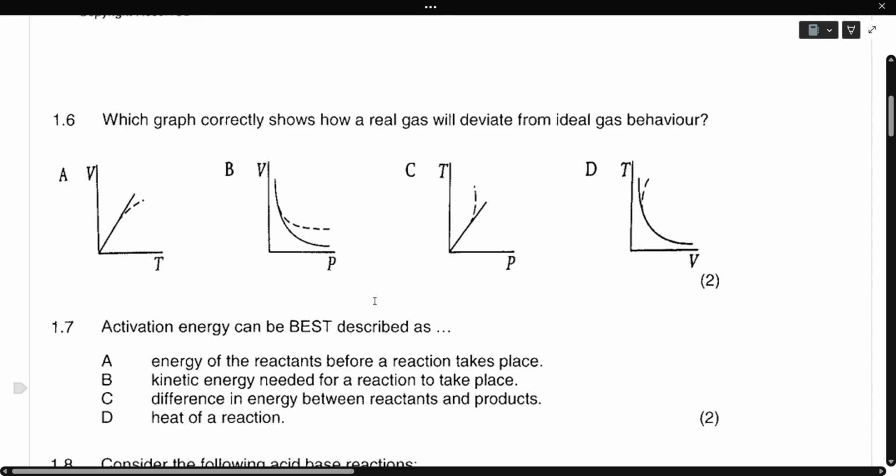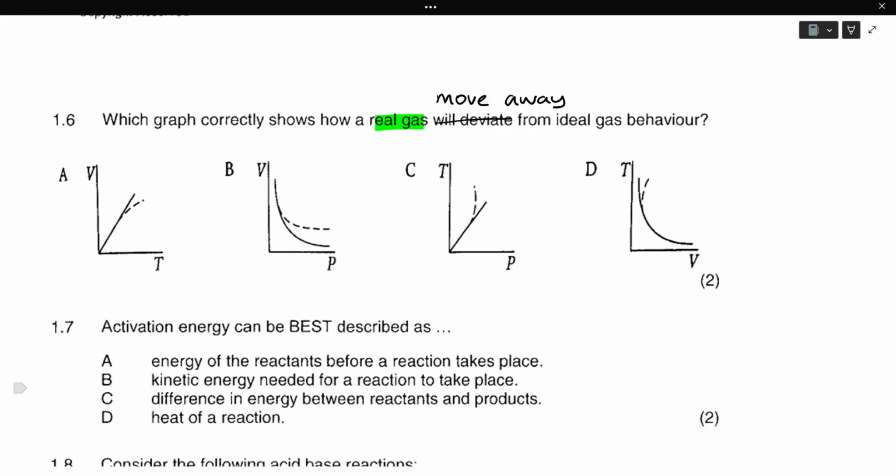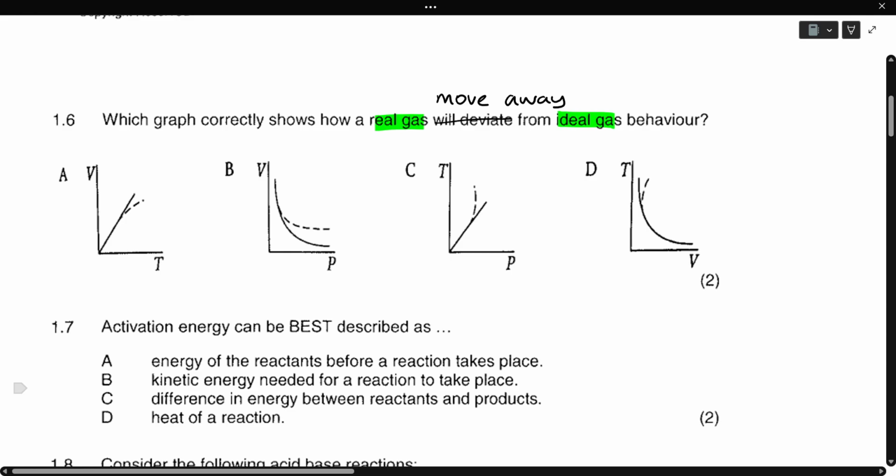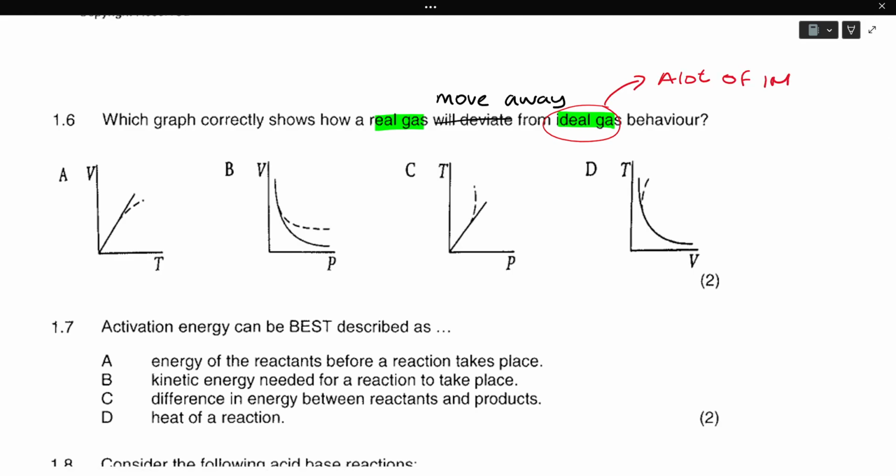Okay, let's have a look at which is the answer and why. So let's understand firstly this question. How does a real gas move away? Deviate is going to confuse you, so say, how is a real gas going to move away from an ideal gas? So it becomes less and less like an ideal gas. And what do we know an ideal gas to be famous for? It has a lot of intermolecular forces.